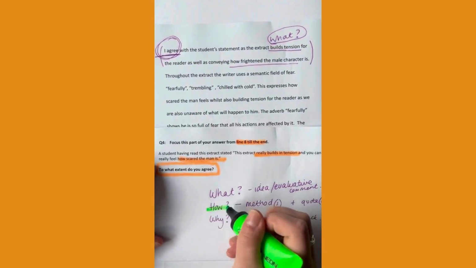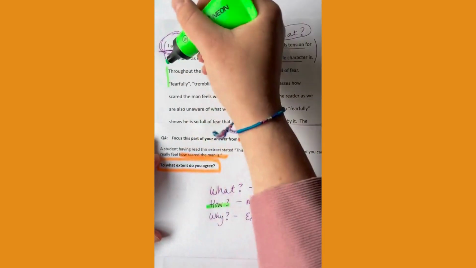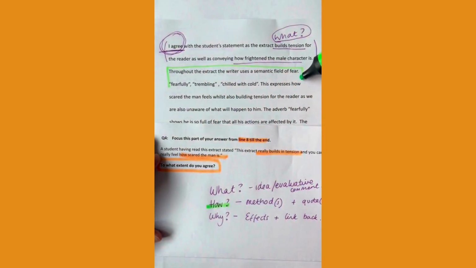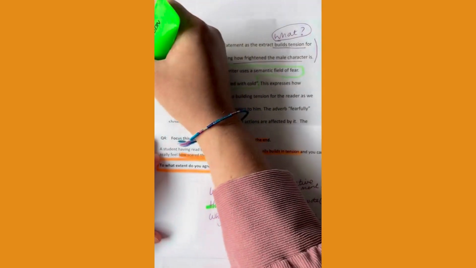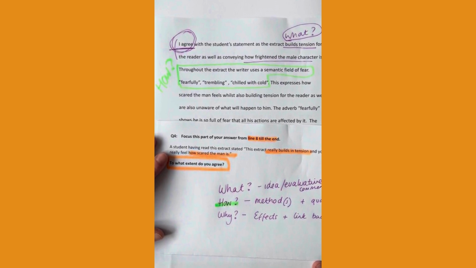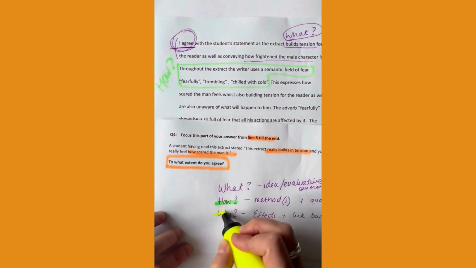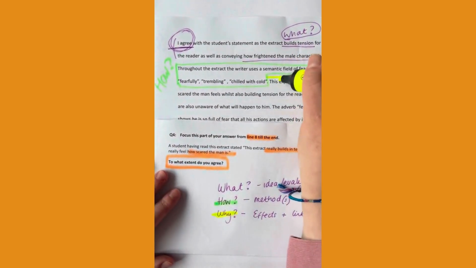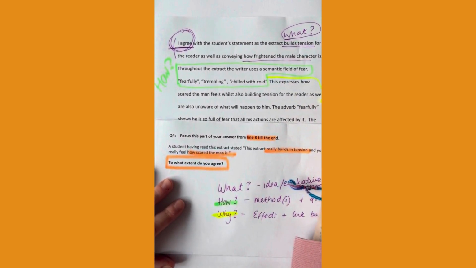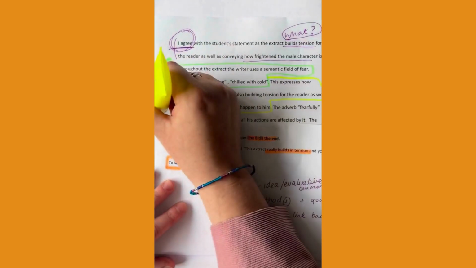The how part is everything to do with what the writer has used. So here, throughout the extract, the writer uses semantic field of fear. And then I've got my quotations here. That's my how. I've shown I know what the writer's used, I've identified it, and I've used quotations. So I've shown my examiner, I've made an evaluative comment, this is how I know it, and then I just go on to explain the why, so my effects. This expresses how scared the man feels whilst also building tension for the reader, as we are also unaware of what will happen to him. This is my why.